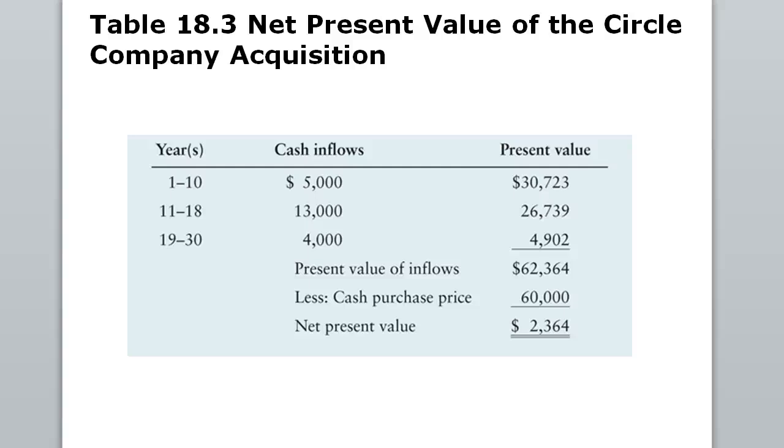If we look at that, we can see that the first 10 years cash inflow is $5,000, which gives us a present value of $30,000. The next, from year 11 to 18, is $13,000 per year, which gives us a present value of $26,000, discounted at 10%. And years 19 to 30 have $4,000 of cash flows estimated, which gives us a present value of only $4,900. So the total present value of cash flows is $62,000. We take away the cash purchase price of $60,000, and we get a net present value of $2,364, which means that this acquisition would be profitable.